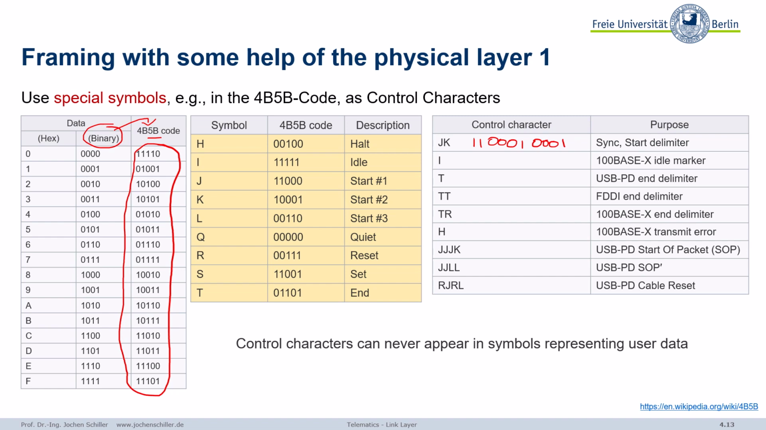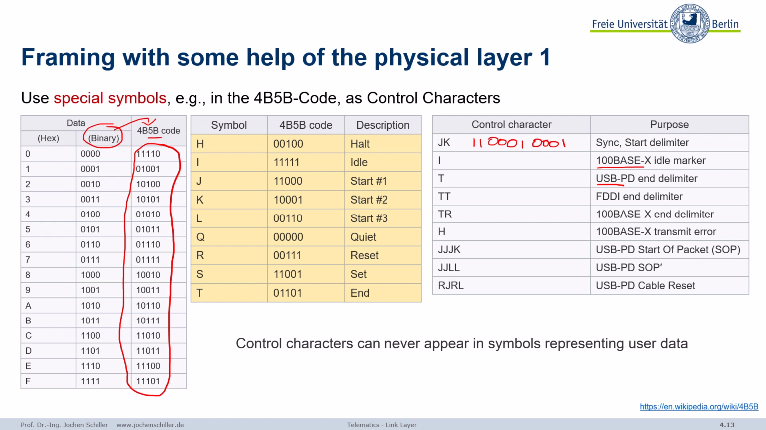And you see that this scheme is quite common for certain types of Ethernet. I will come back to this. Also USB interfaces use this. So the control characters can never appear as symbols representing user data. So this is one trick if we violate this strict layering a bit. With the help of the physical layer, layer 2 can decide, this is the start, this is the end. And we do not need the stuffing or counting bytes.